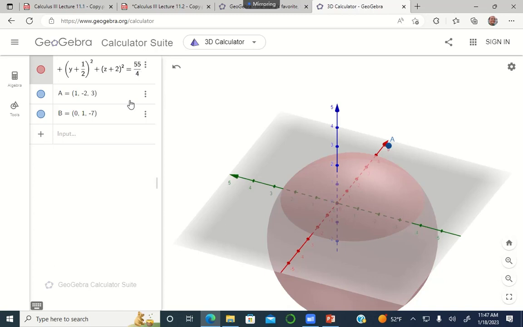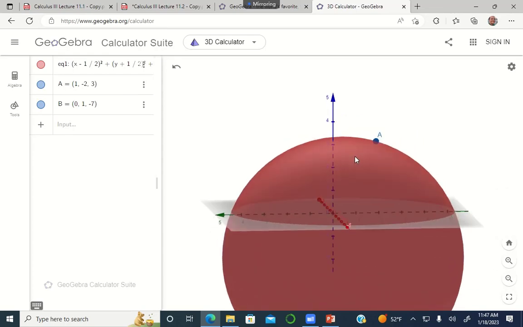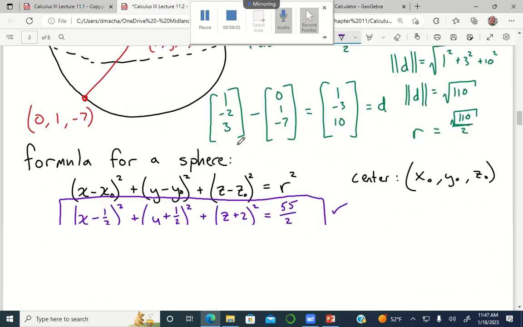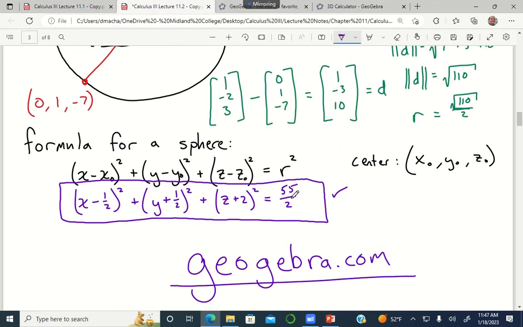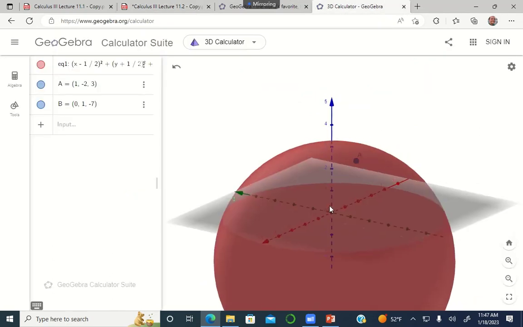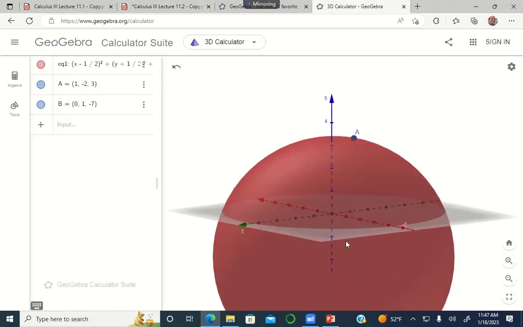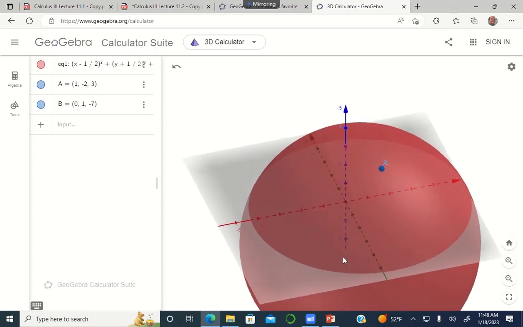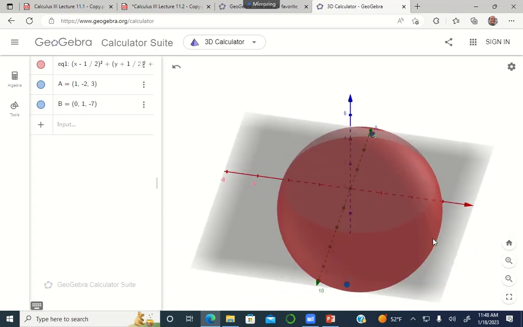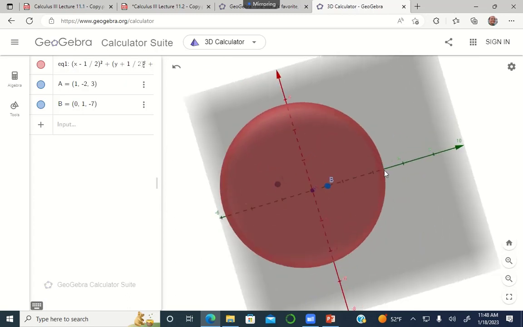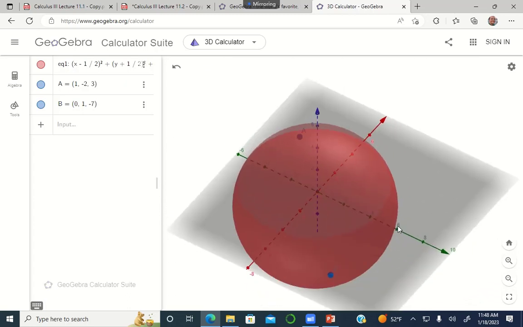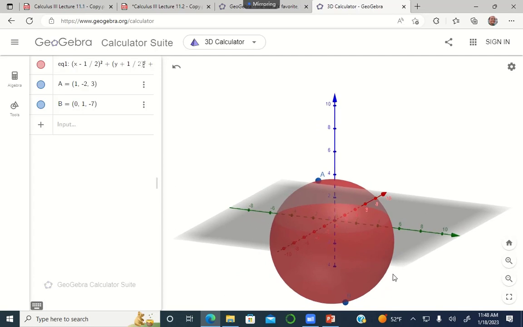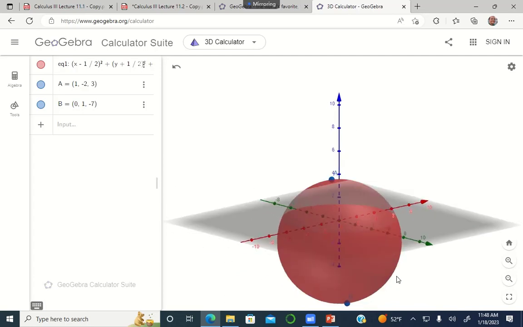Yeah. Oh, should be 55 over 2? Maybe that's it. There we go. Okay, so if it's 55 over 2... Oh, and that's what I wrote down anyways. I just didn't type it in correctly. So if you do actually the right radius, 55 over 2, then you can see that A is on the sphere, and if I can get the camera angle to work right, I can show you B is also sitting on the surface of the sphere right there. Okay, so it looks like we did the problem correctly.